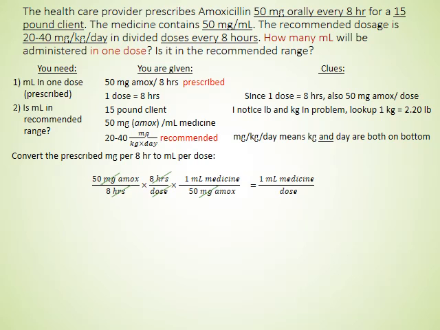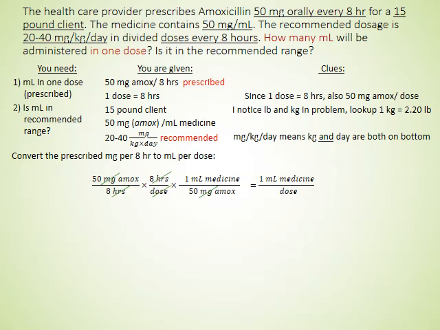So we would start with 50 milligrams of amoxicillin per 8 hours. That's what was given. And we're trying to get to milliliters of medicine per one dose. So we can devise a strategy. Since hours are on the bottom, we need something to cancel them. So we'll find something that would have hours on the top. And the only other thing that we have is relating hours and dose. So hours on the top, dose on the bottom, and it would be 8 hours per dose.